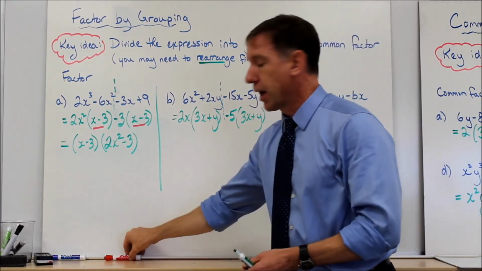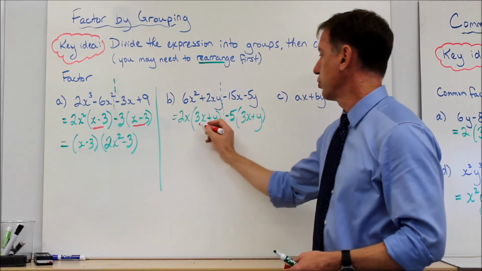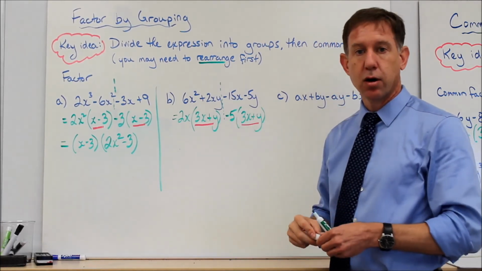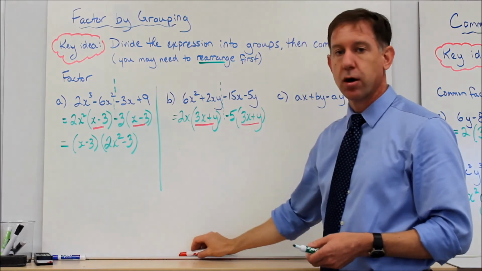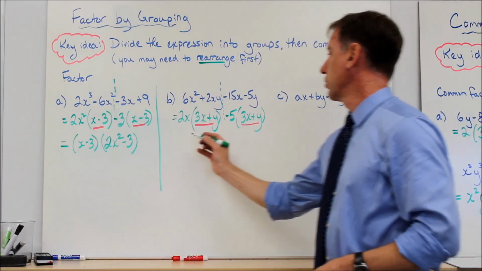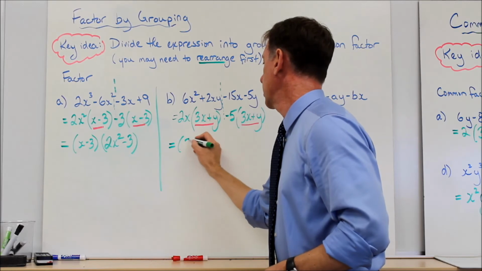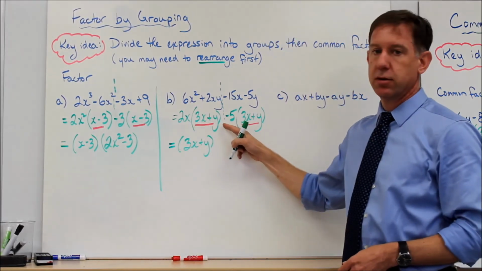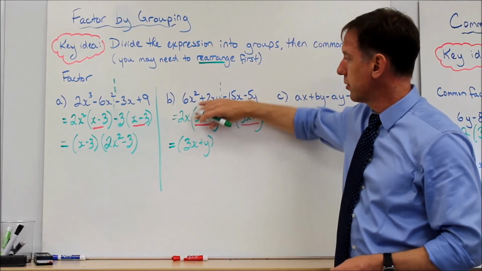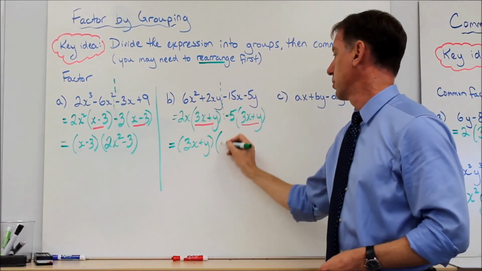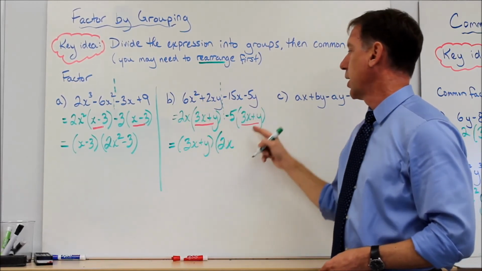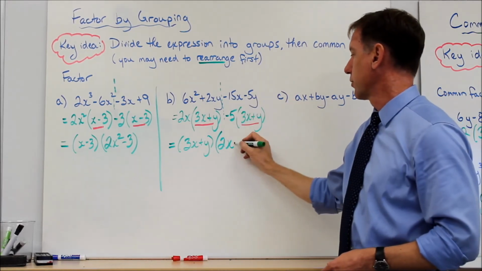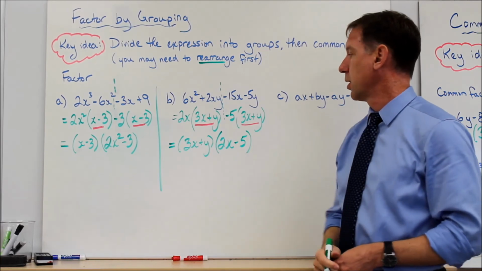Now again, after this step we should have matching brackets, which we do. So that is now common and needs to be divided out as a common bracket. So if I divide that out, 3x plus y divided from the first part of the expression leaves you with just the 2x. And divide out the bracket from the second part, I'm left with the minus 5. And now that one's done.